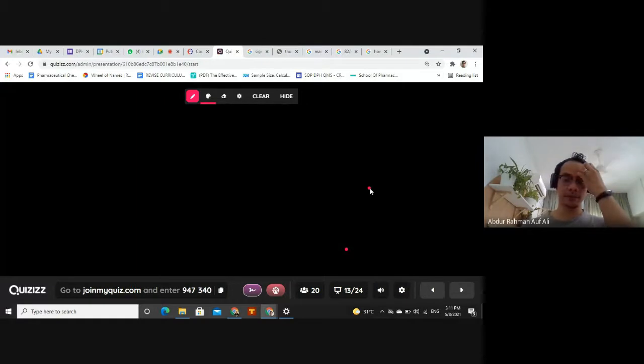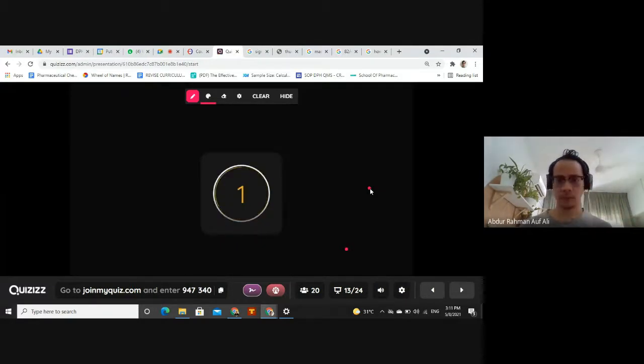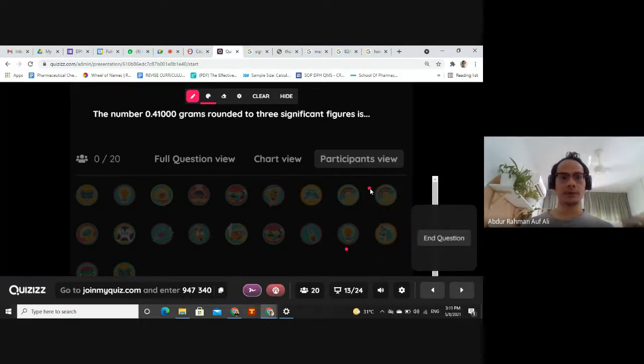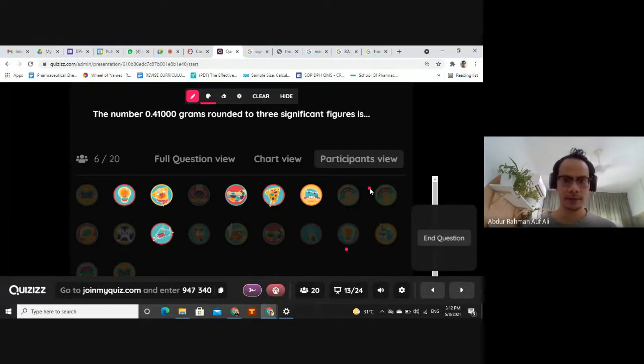Okay, last one before we take 5. The number 0.41000 grams rounded to 3 significant figures. Saya nak test whether you know how to round. Macam mana nak bundarkan any value to a certain amount of significant figures. So kalau kita ada this value, macam mana nak bundarkan kepada 3 nombor bererti. 0.41000 kepada 3 nombor bererti sahaja. So at first we have to determine how many sig fix are here.